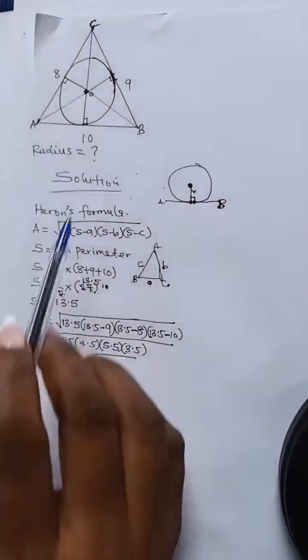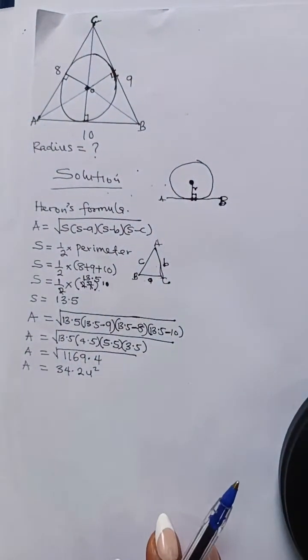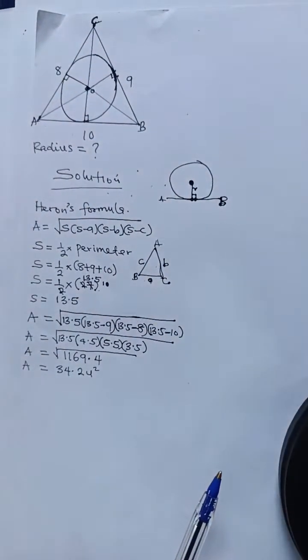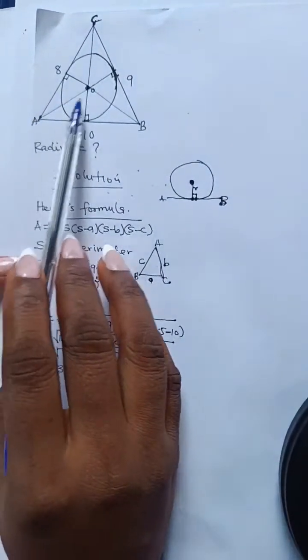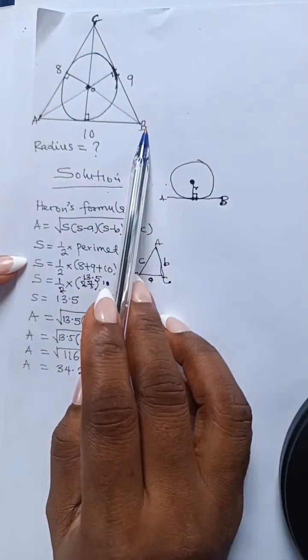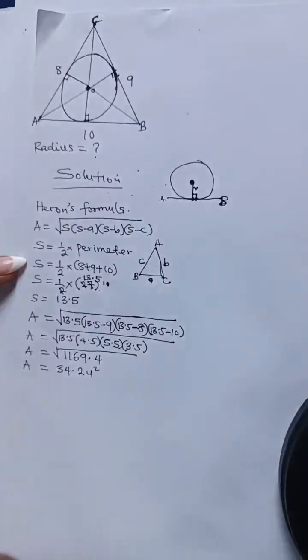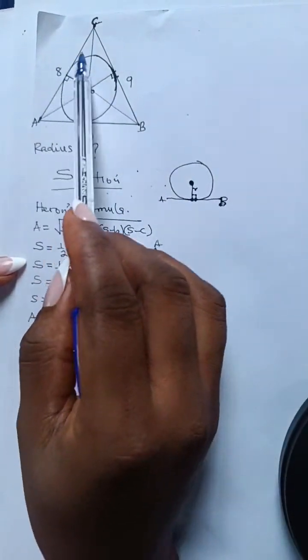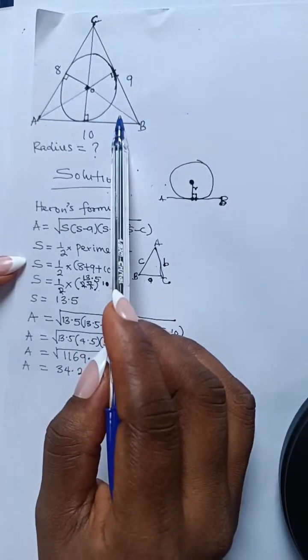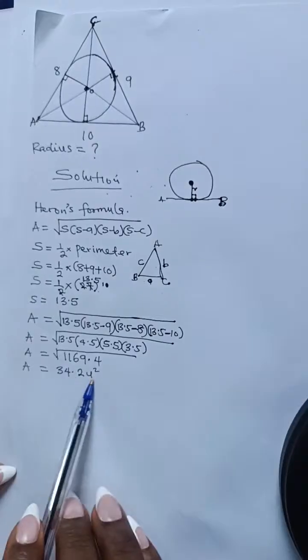All right, so look at this diagram now. You will notice that we now have 3 different triangles. We have triangle AOC, we have triangle AOB, and we have triangle BOC. Now, if we add all the areas of these 3 triangles, we are going to get the area of the bigger triangle, which is what we have solved already.